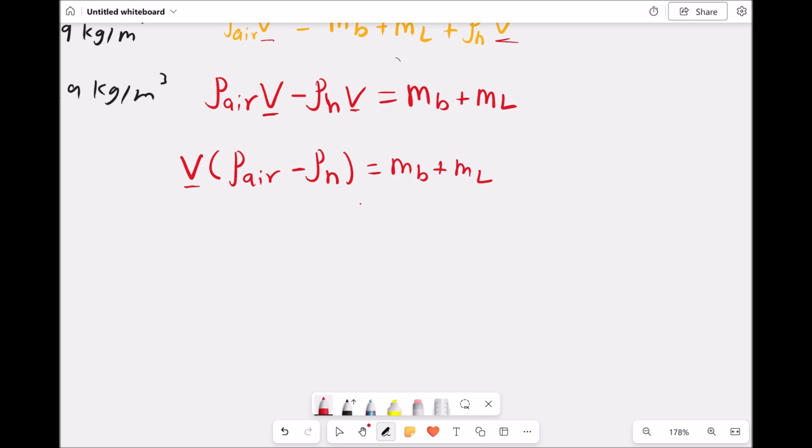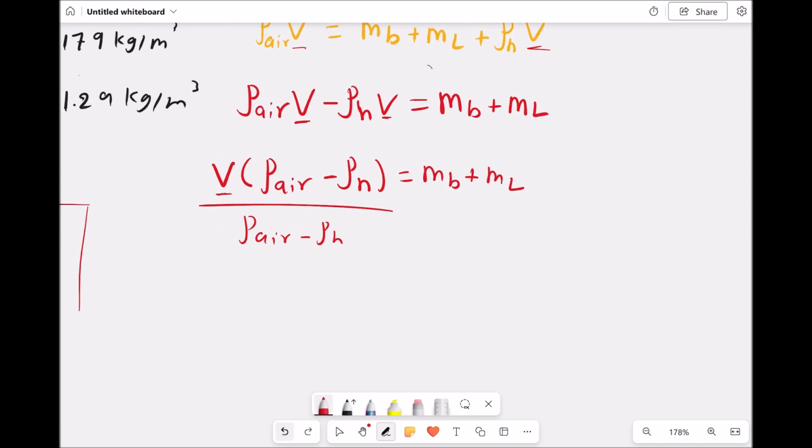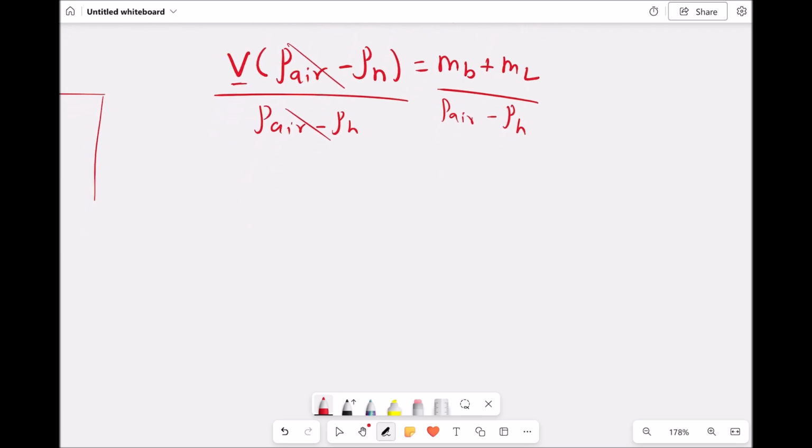Since you need volume, divide all of this by density of air minus density of helium. Then again the other side too. Density of air minus density of helium. Then this is going to cancel. Then you have volume, which is equal to mass of the balloon plus mass of the load, all divided by density of air minus density of helium.